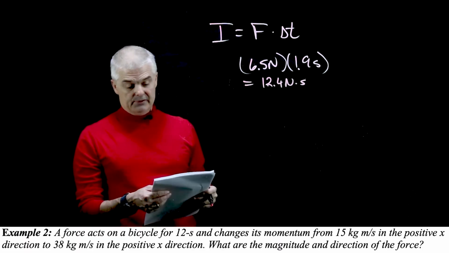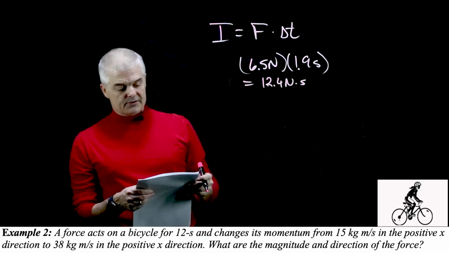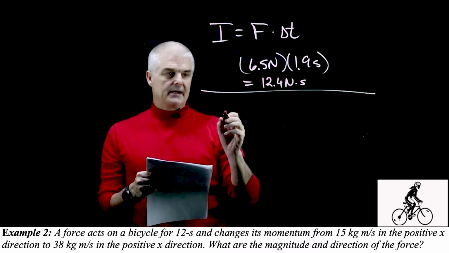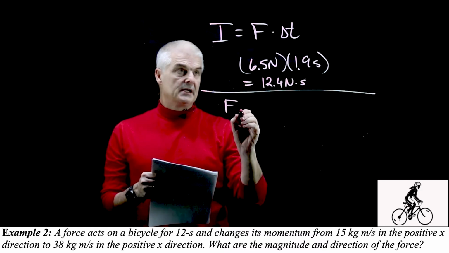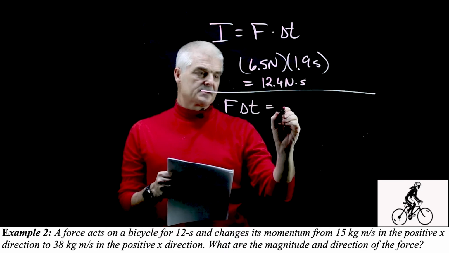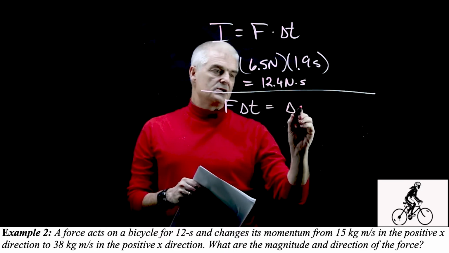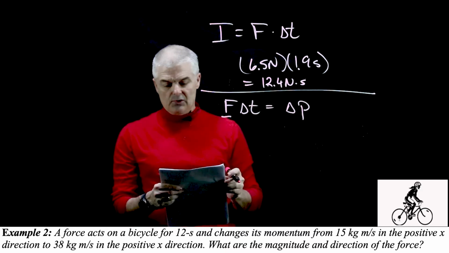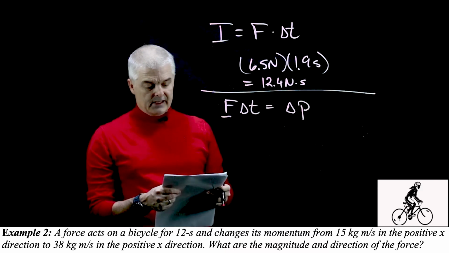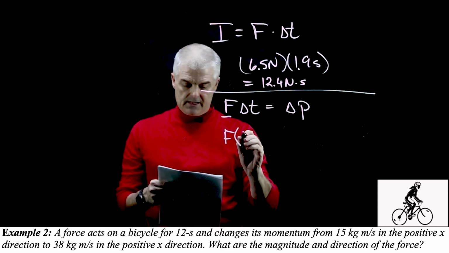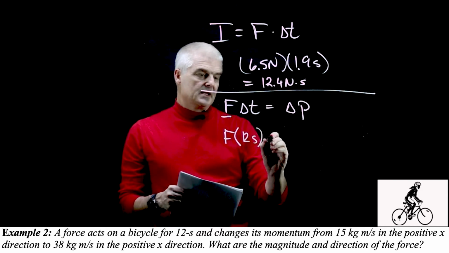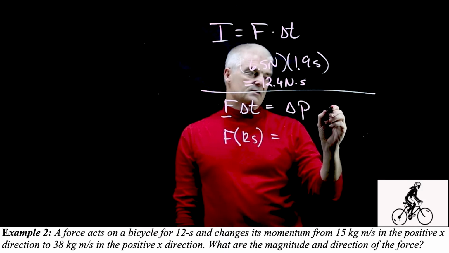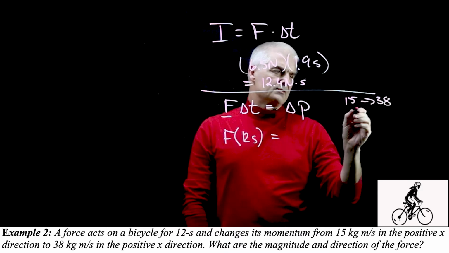Let's look at the second example. This is a bicycle example. A force acts on a bicycle for 12 seconds and we get a change in momentum. So on this particular problem, what have we got going? We've got F delta t, but in this case we're going to set that equal to the change in momentum, and we're going to try and solve for the force. So F times 12 seconds is equal to the change in p. Now the p went from 15 to 38, that was the momentum.